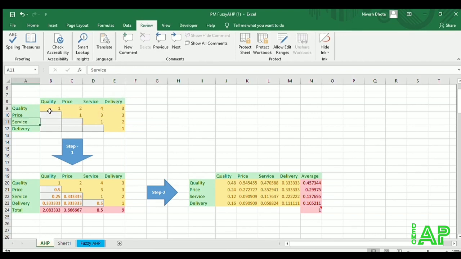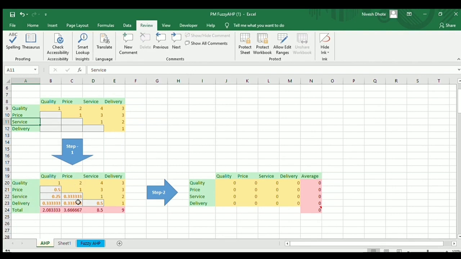Our next step is to find the relative significance of quality and price. We know quality is twice as important as price, so price is half as important as quality. Similarly, service is 0.25 as important as quality. Why? Because quality is 4 times service, so service is 1/4 times quality.